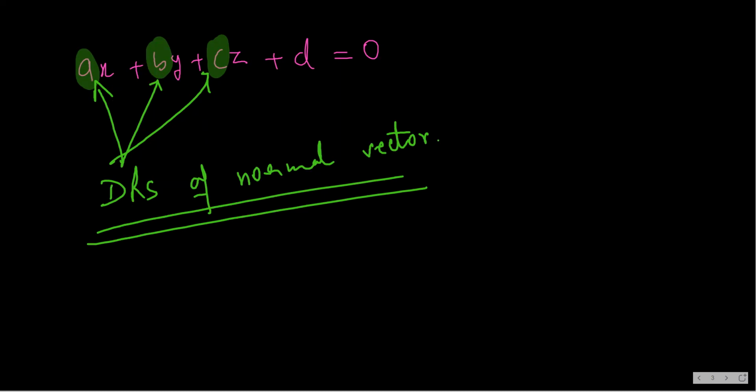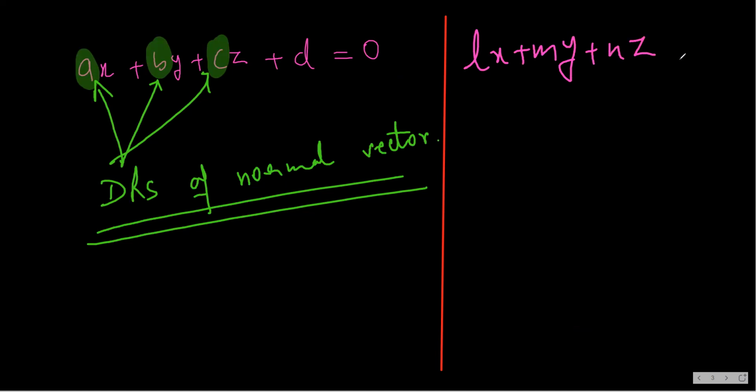Now look at this. When I write Lx plus My plus Nz equals P. If you write it here, then it will become minus P, like you have D here, that is P.